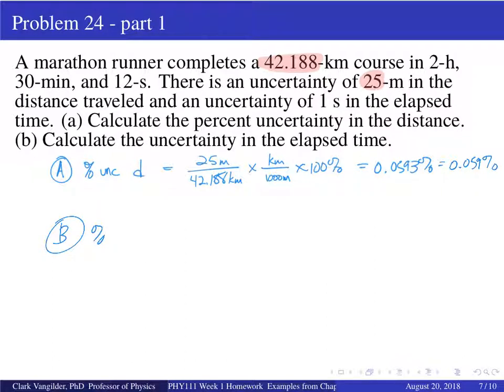percent uncertainty in time. I'll use T for time. So I have 1 second per 9,012 seconds. Now, where did I get that from? Do the math. Convert 2 hours to seconds. Convert 30 minutes to seconds. Add those seconds to the 12 seconds, and you have 9,012 seconds. I didn't show the conversion, but just take my word for it.